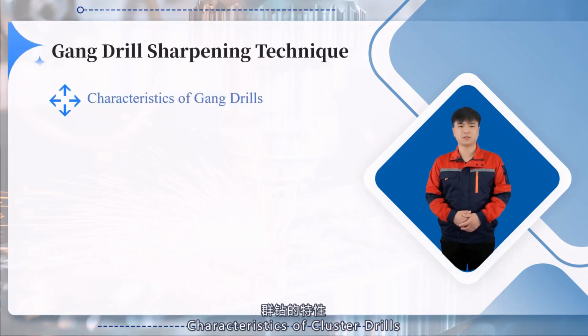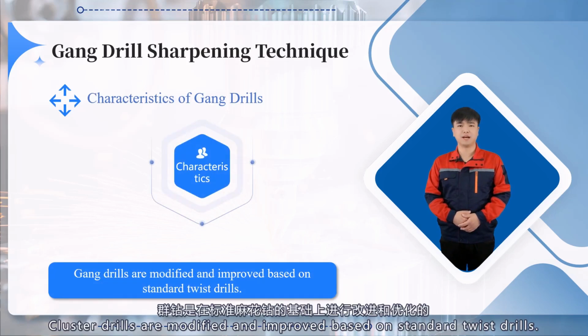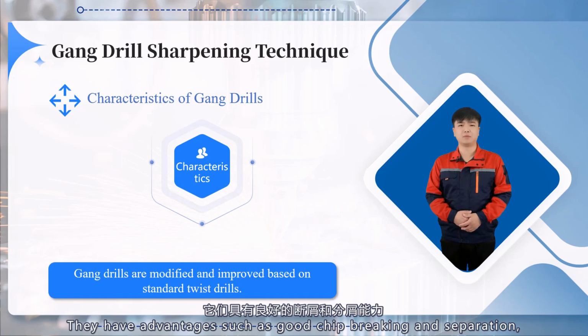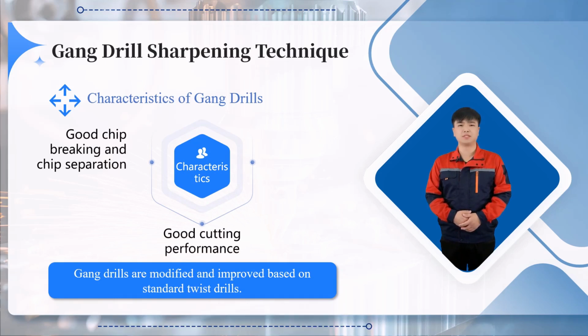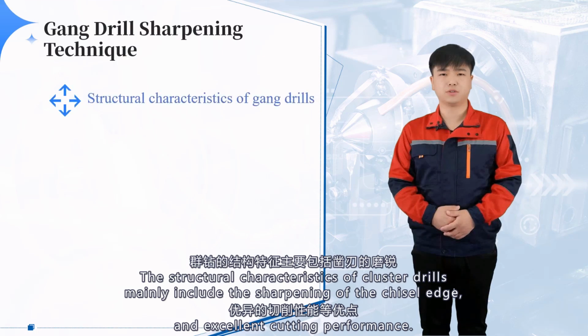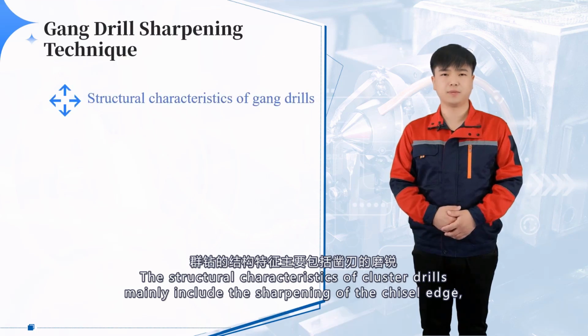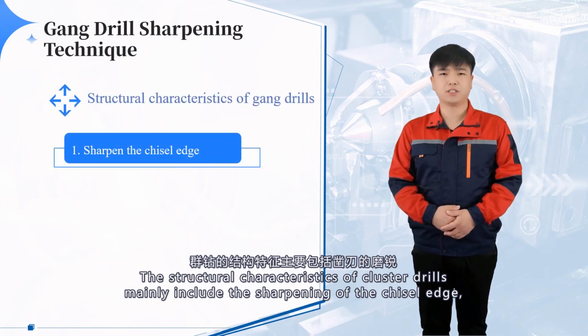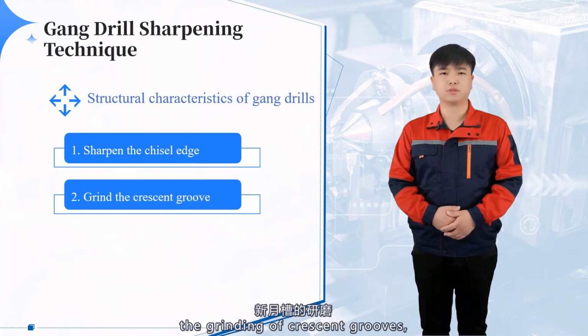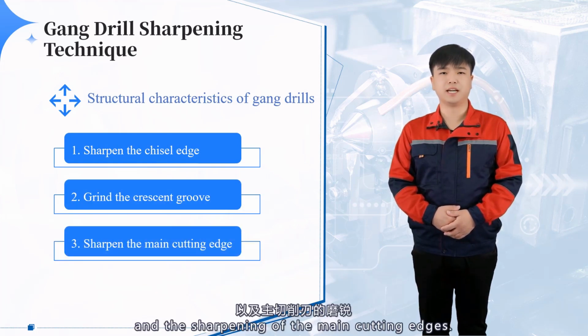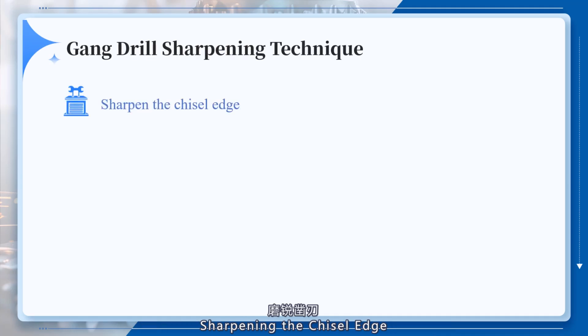Characteristics of cluster drills. Cluster drills are modified and improved based on standard twist drills. They have advantages such as good chip breaking and separation, reduced axial force, and excellent cutting performance. The structural characteristics of cluster drills mainly include the sharpening of the chisel edge, the grinding of crescent grooves, and the sharpening of the main cutting edges. Sharpening the chisel edge.